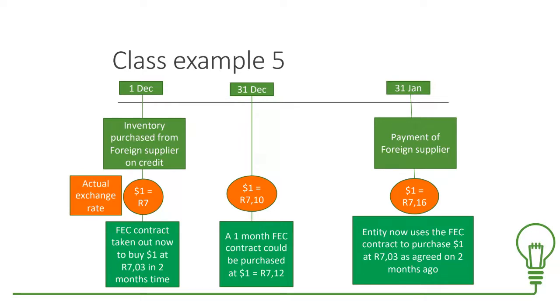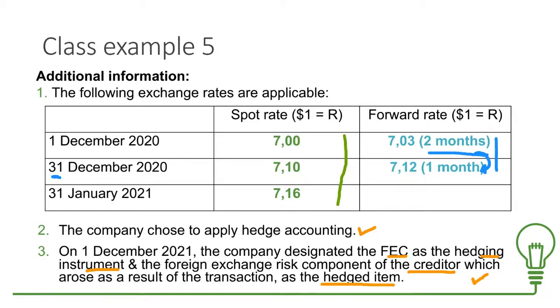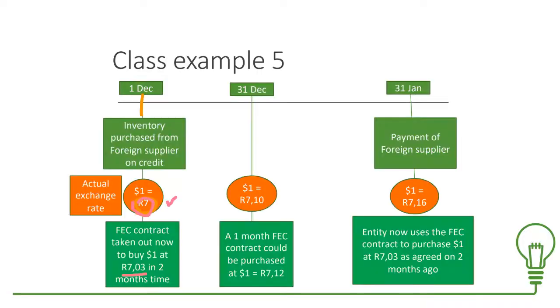Okay, so now let's put it on a timeline. So 1 December is our transaction date, right? And we transact and we get value out of the creditor for an amount of 7 Rand. So we get 7 Rand out of the creditor, and then we enter into the FEC. And on that date, the FEC is worth 7 Rand 3 cents on the transaction or initiation date.